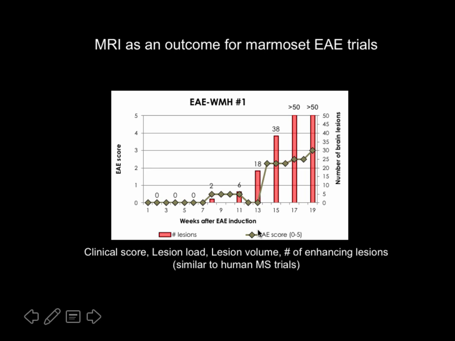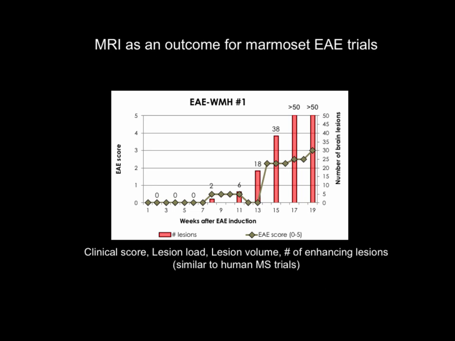So when you do that kind of study, you can start thinking like you do in clinical trials. You can have the same outcomes as you would get in your human trials, which is an MR-based outcome. You can start counting the lesions, assessing the volume of the lesions, counting the number of enhancing lesions. So your design of the animal trial becomes very similar to the human trial, which is totally new because in rodents, this is not feasible.